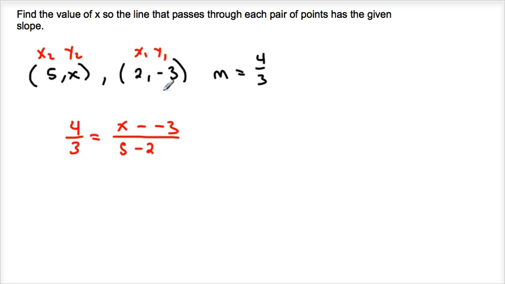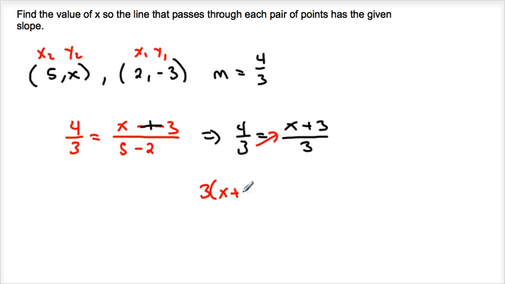Now that's a preference. You don't have to do that. The only difference is you'll have a negative at the end that you have to divide by, but otherwise it's the same thing. So this is x plus 3. So I have 4/3 equals x plus 3 all over 3. Cross multiply here. So I have 3 times the quantity x plus 3 equals 4 times 3, which is 12.